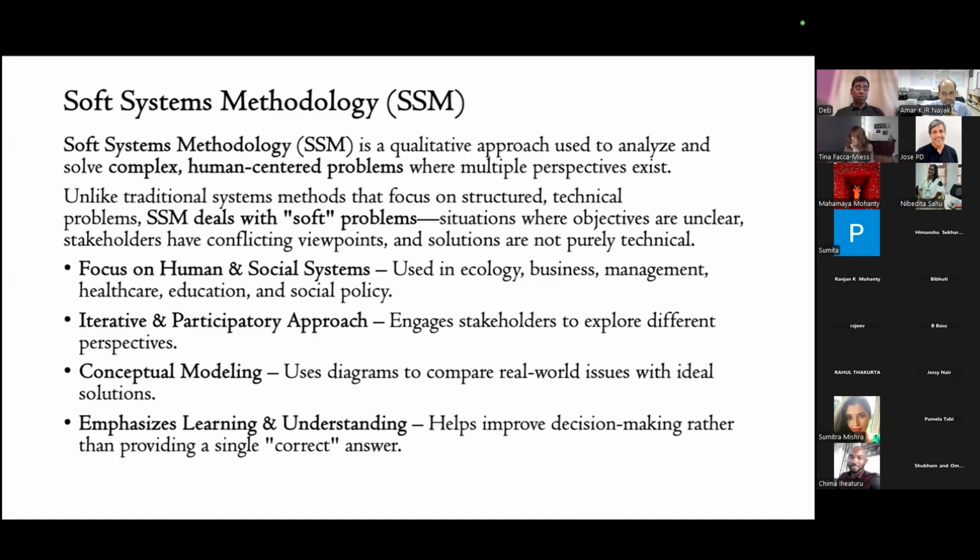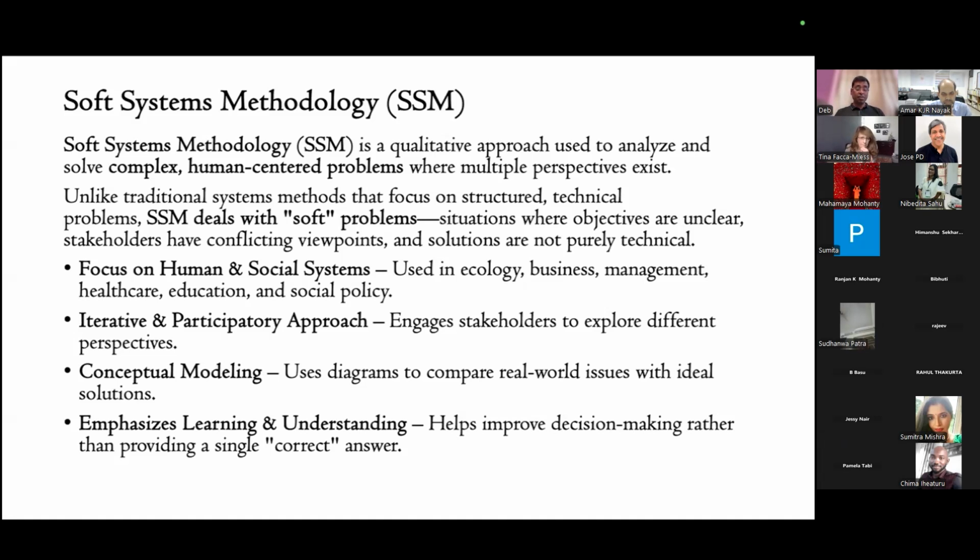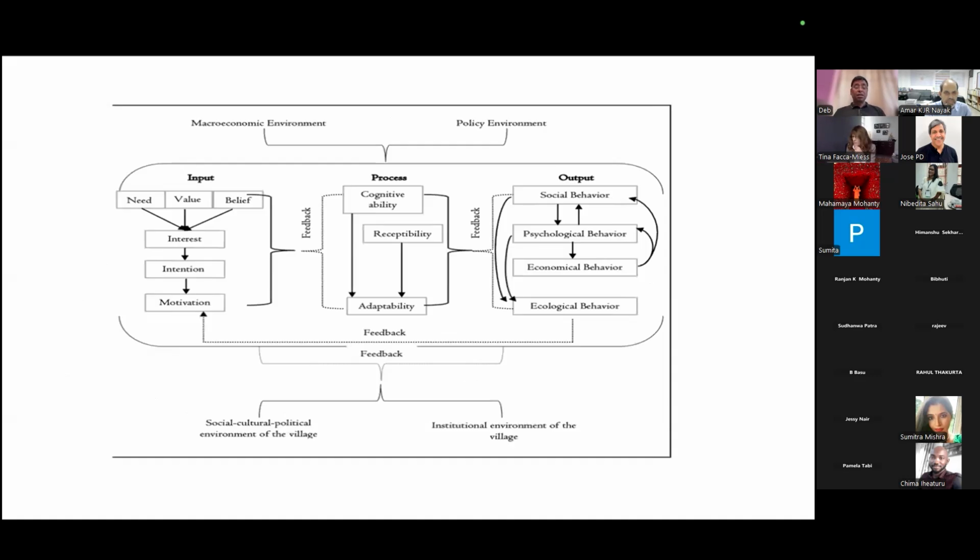It focuses on human and social systems, used in ecology, business, management, healthcare, education, and social policy. It is an iterative and participatory approach that engages stakeholders to explore different perspectives. Conceptual modeling designs a feedback loop based model that explains real world issues with ideal solutions, and it emphasizes learning and understanding. It helps in improving decision making rather than providing a single correct answer. This is an example of a soft systems methodology.